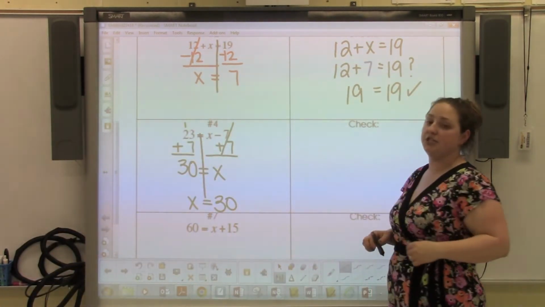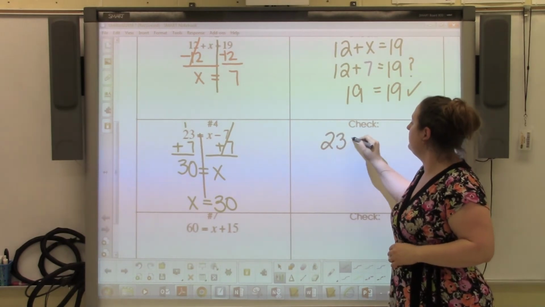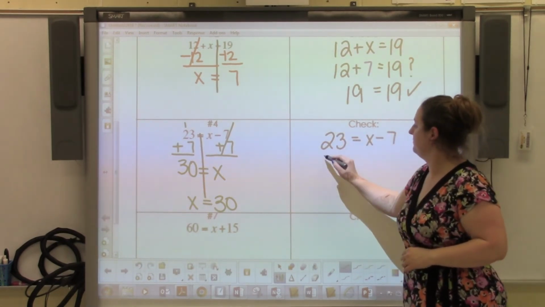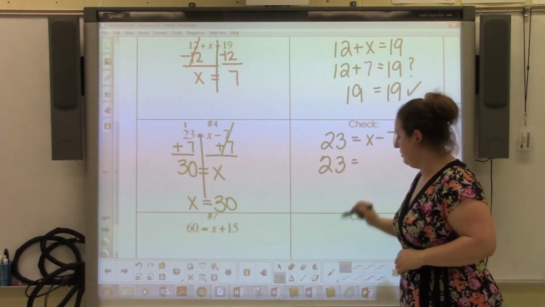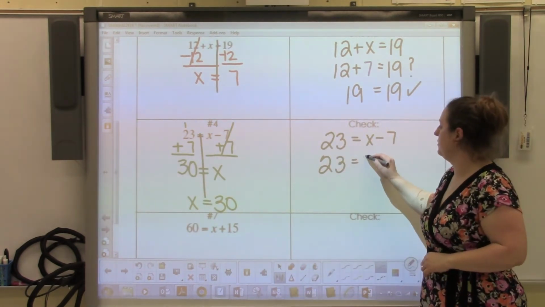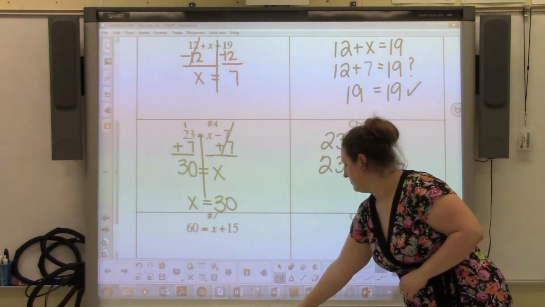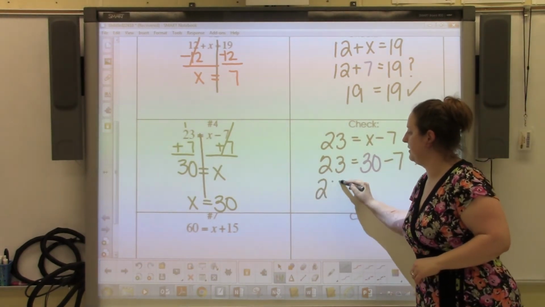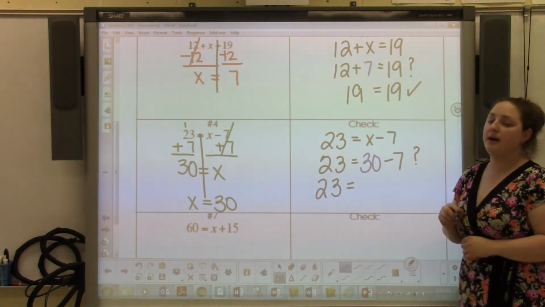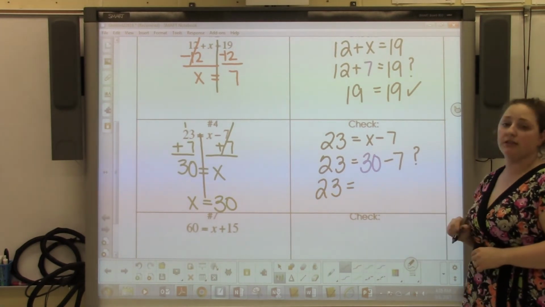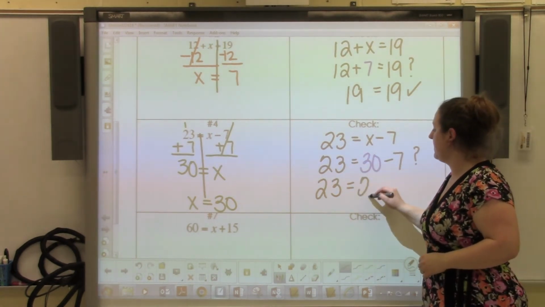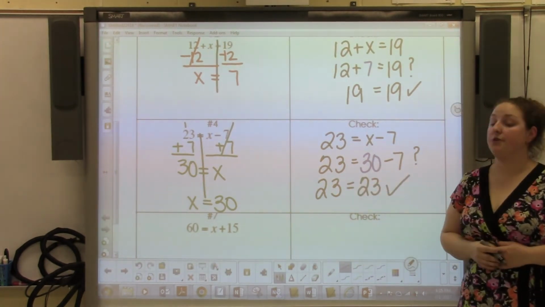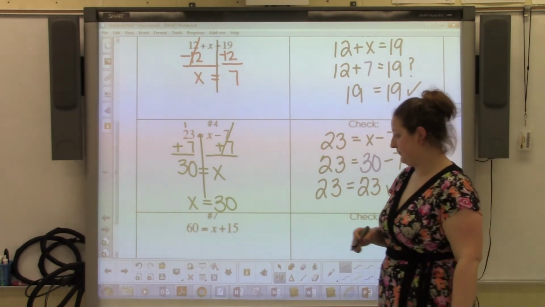And again, let's check it out. 23 equals x minus 7. But instead of x, we want to see if 30 will work. So on the left, we have 23. And 30 minus 7, if you're not sure, do the calculation on the side, but you will in fact get 23. So 30 must be our answer.